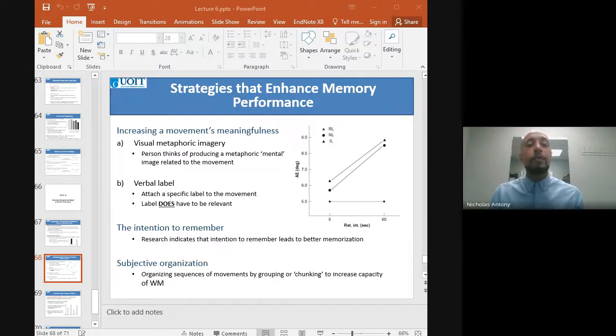You can also do it with verbal labels, but the verbal label has to be relevant to the movement. You can't just say, here's a word for this movement. It has to mean something.